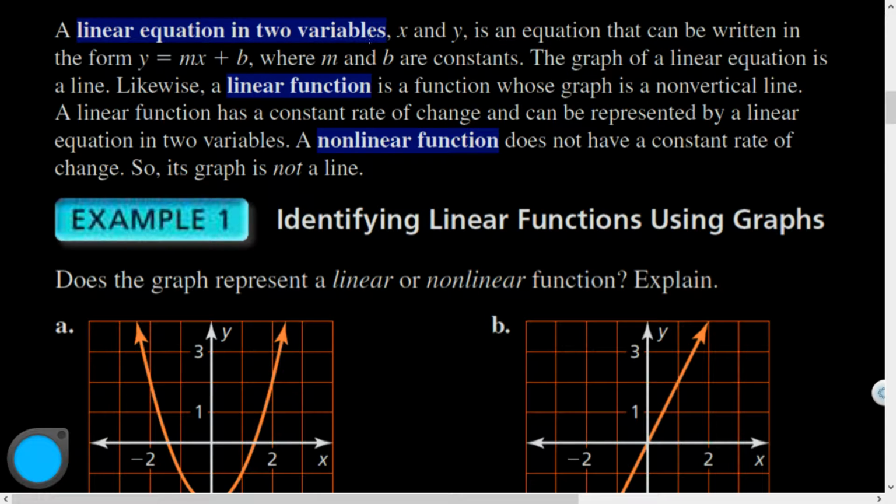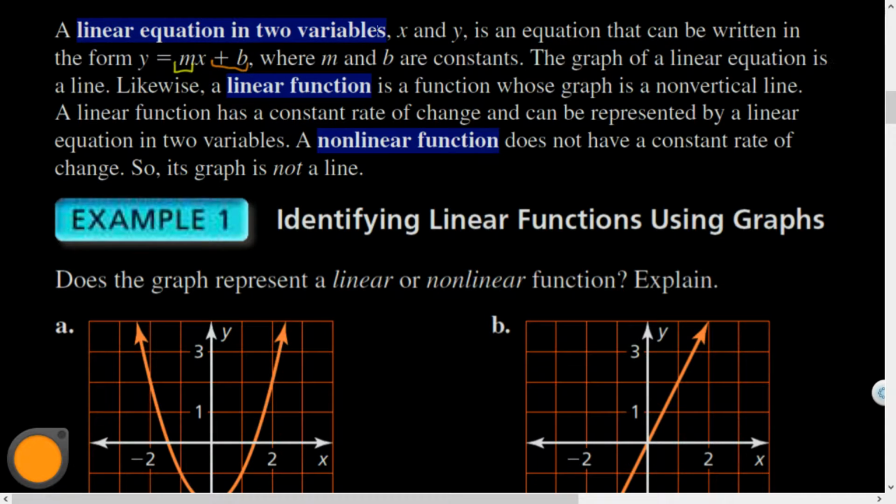A linear equation in two variables, x and y, is an equation that can be written in the form y equals mx plus b, where m and b are not variables. M and b are constants. You can think about m and b as being nombres, mis amigos. Those are just numbers. But x and y are my variables. So I might have y equals 3x plus 2, for instance.